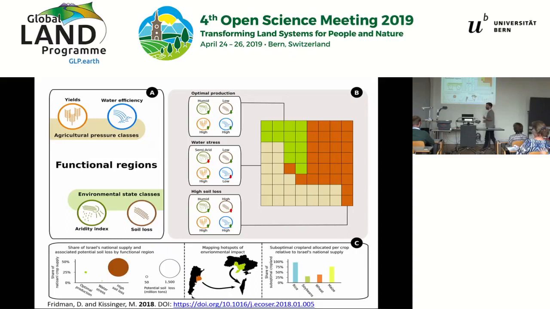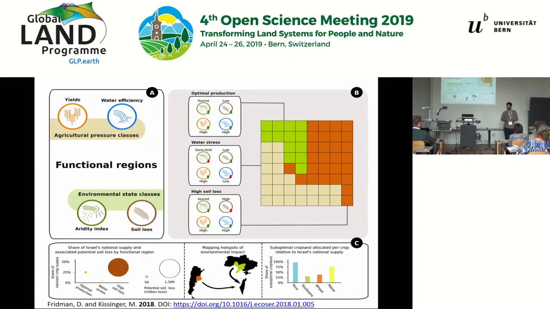So this analysis allows us first to get an initial assessment of the environmental pressures and potential environmental impacts of Israel's food consumption. And second, we can identify specific regions with higher or different environmental impacts. And then we can also identify preferred production regions for specific crops and explore different measures of improving the current cropland to crop allocation.